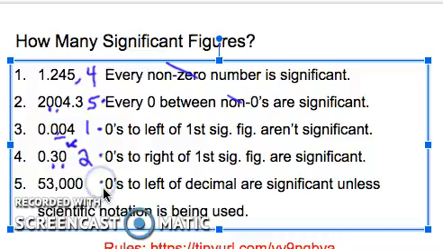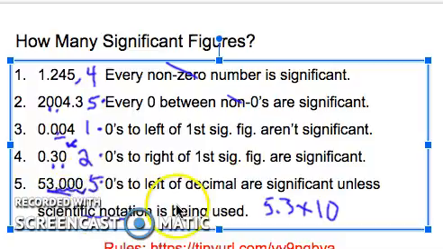What about this one? 5 is tricky. Zeros to the left of the decimal are significant. However, if scientific notation is being used, it is not. So here, if you leave it as it is, you have 1, 2, 3, 4, 5 significant figures. But if you were to call this 5.3 times 10 to the 4th, then you would only have 2 significant figures.